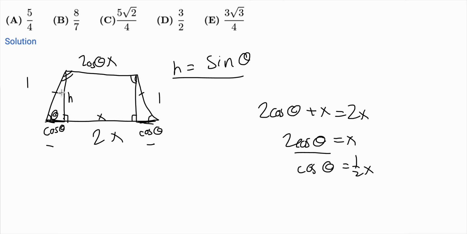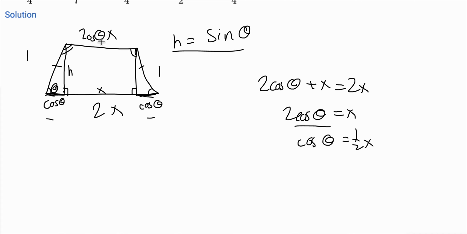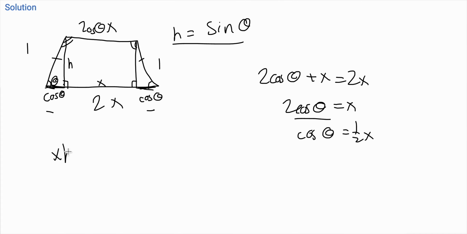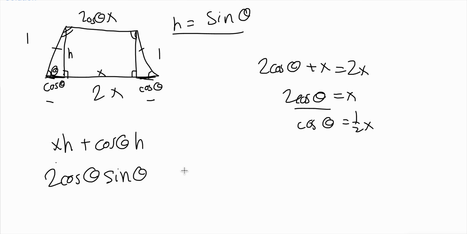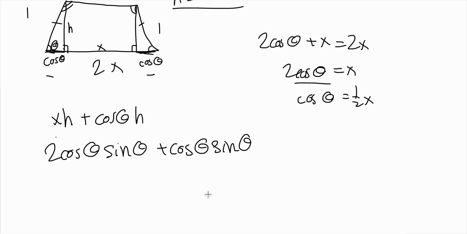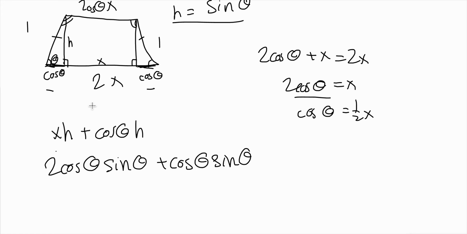So now we have an expression for the area purely in terms of theta. The area is x times h plus this side length right here, cosine theta, times h. And since there's two triangles, we're technically going to divide by 1/2 and then multiply again by 2, so it doesn't really matter there. So we have xh plus cosine theta h, but now I'm going to replace everything that we just found. So x is 2 cosine theta times h, which is sine theta, plus cosine theta times h, again sine theta. So this is our equation for the area of this trapezoid.